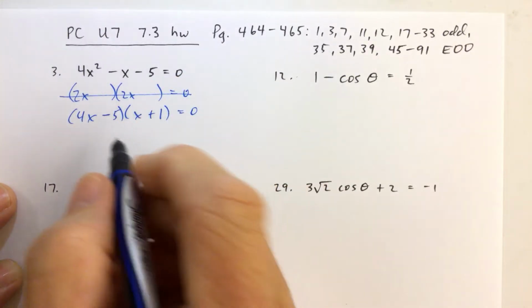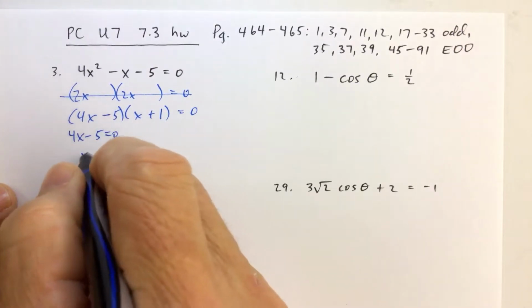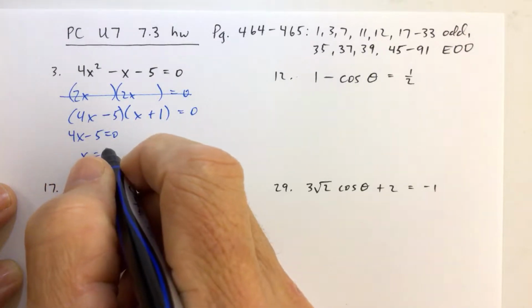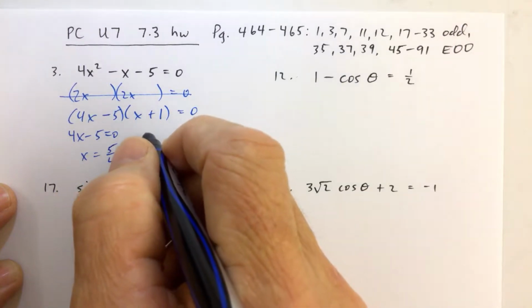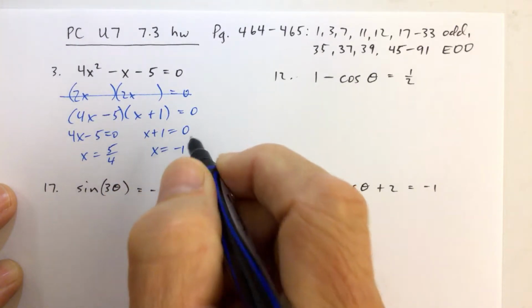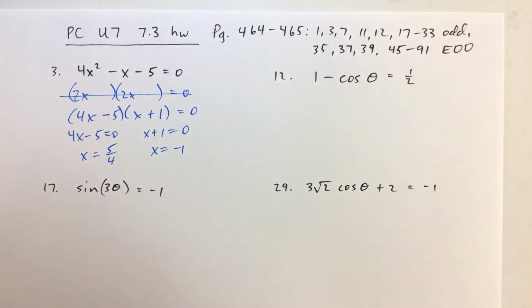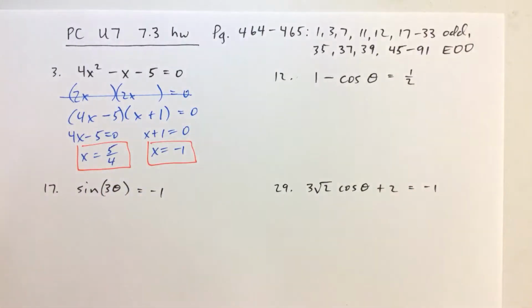So those are my factors, and when I set the factors equal to 0, the first factor equals 0 means that x is equal to 5 over 4, and the second factor would only equal 0 if x is negative 1. So those are the two solutions to that algebraic equation.